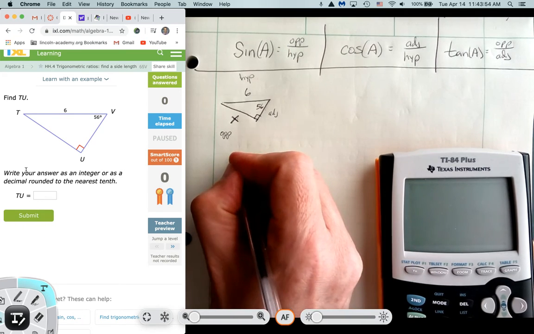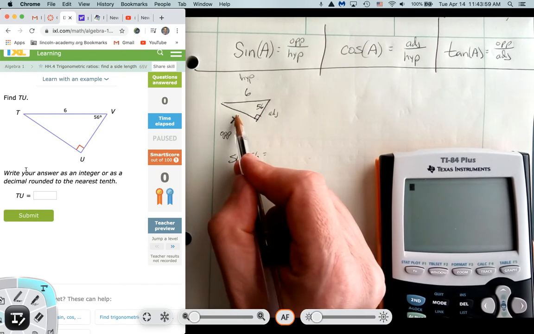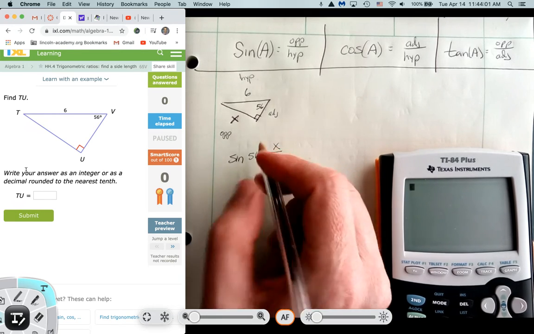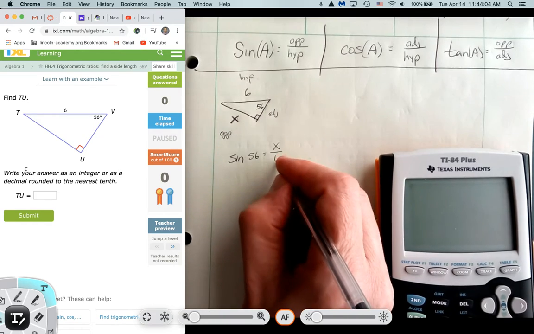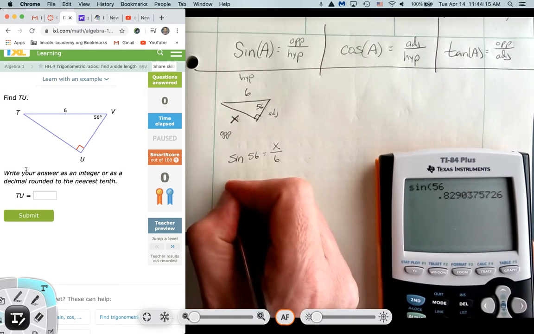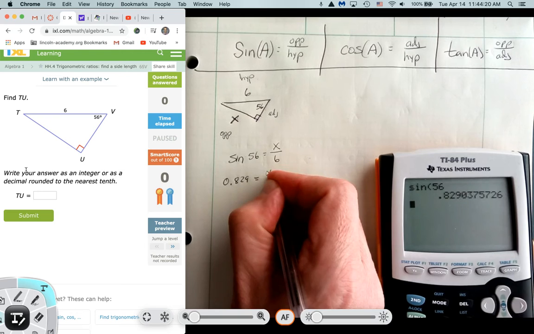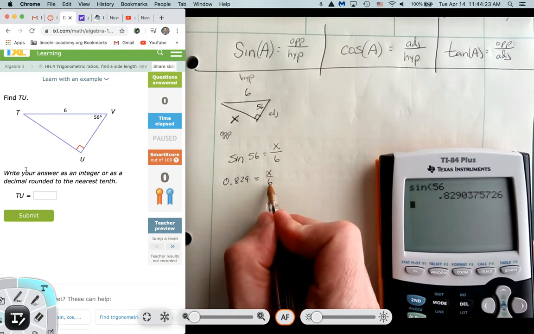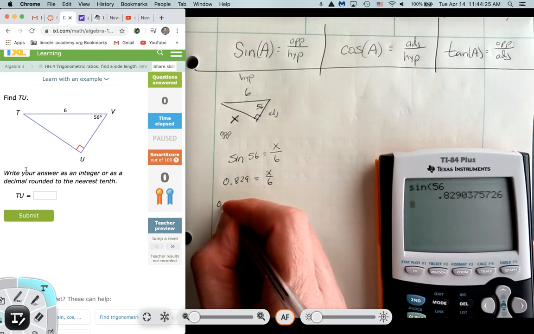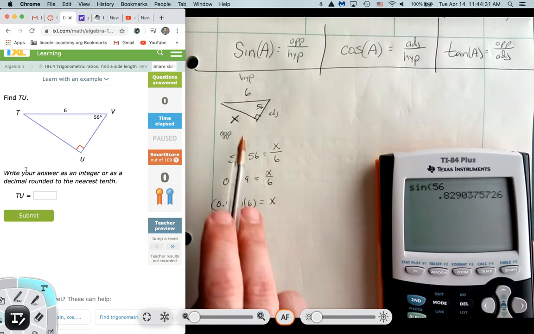So I'm going to say the sine of 56 degrees is equal to this unknown side length x divided by the hypotenuse. Now I just use my calculator. I take the sine of 56 degrees, and I get 0.829 equals x over 6, and then I'll just multiply the 6 over, so 0.829 times my 6 is going to be what that length of x is.